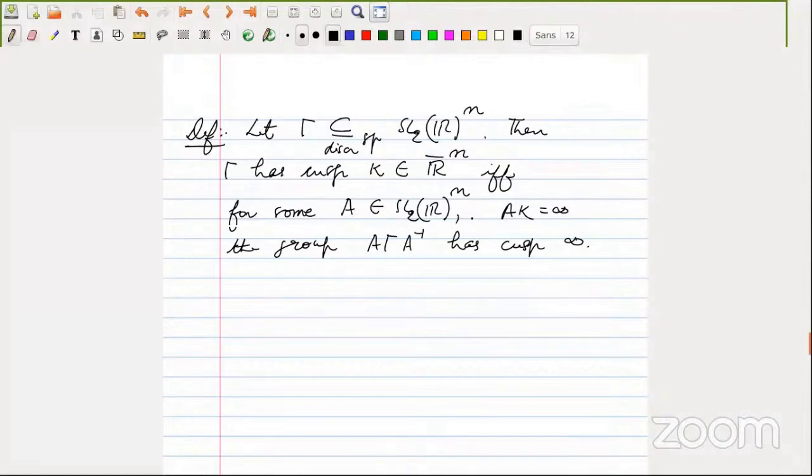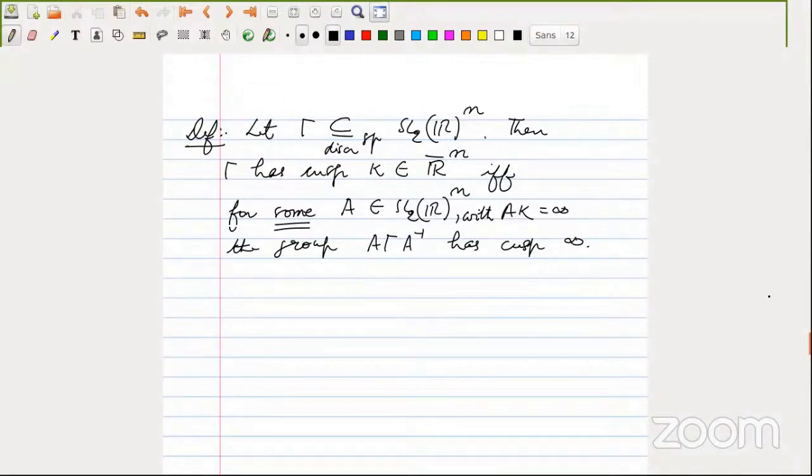Okay, so let me put a word here. Here I have used the word 'for some', but the previous proposition or remark will say that if I have this for one A, then it will be true for other B also, provided A inverse of infinity is the same as B inverse of infinity. Okay, so this is what is needed.